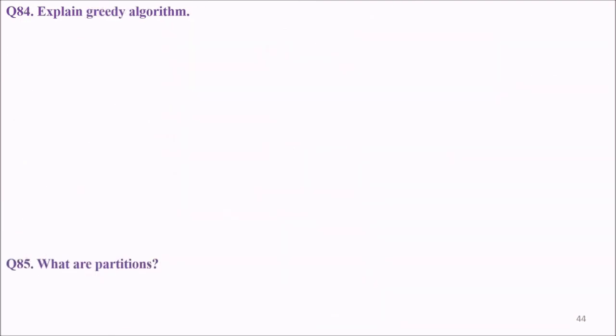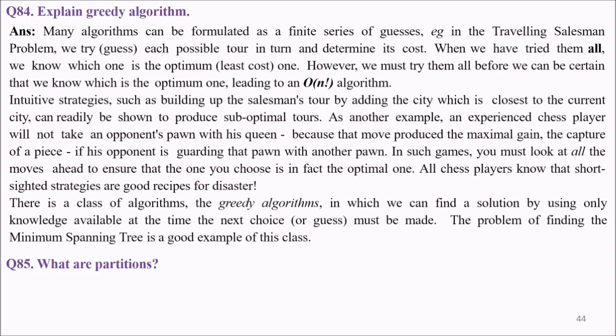Explain the greedy algorithm. What is the greedy algorithm? Greedy means whatever is there presently, a greedy person will take it right there itself. Many algorithms can be formulated as a finite series of guesses.